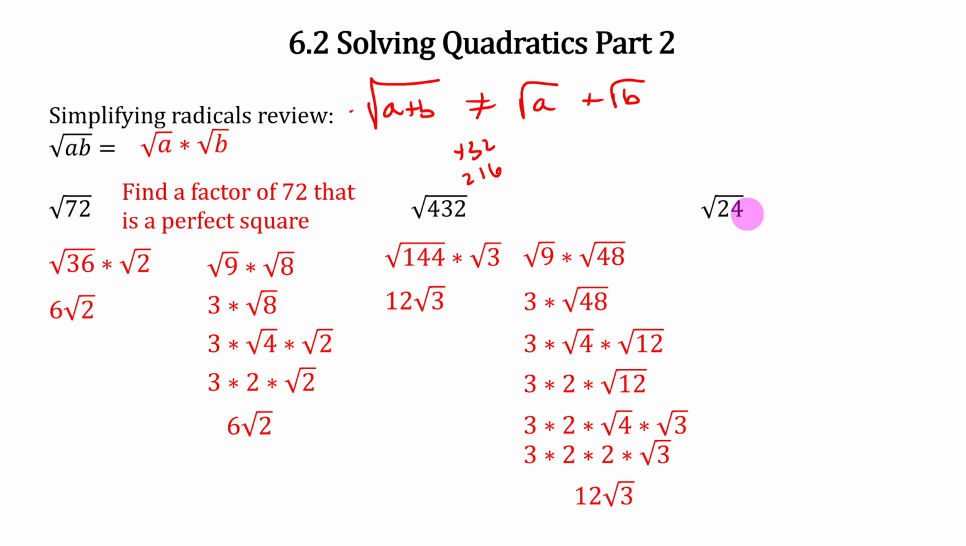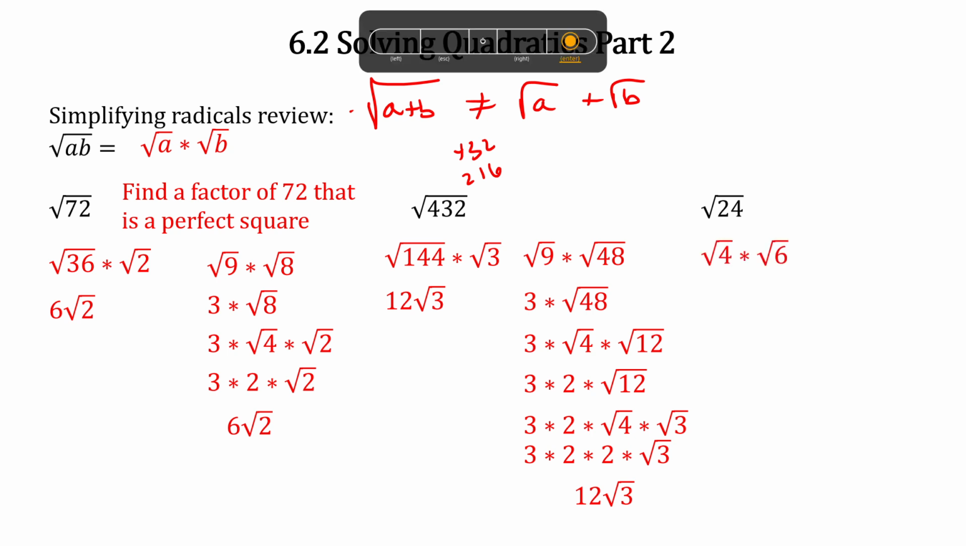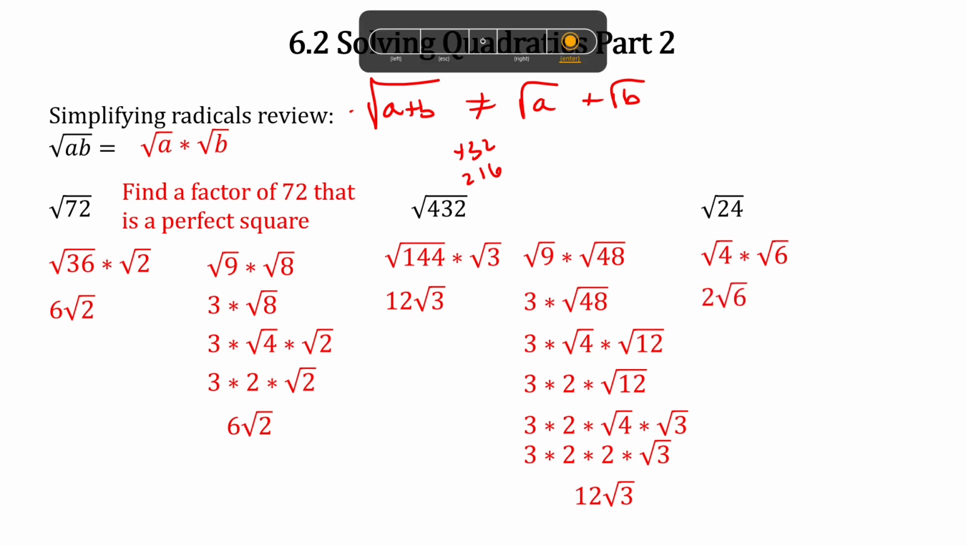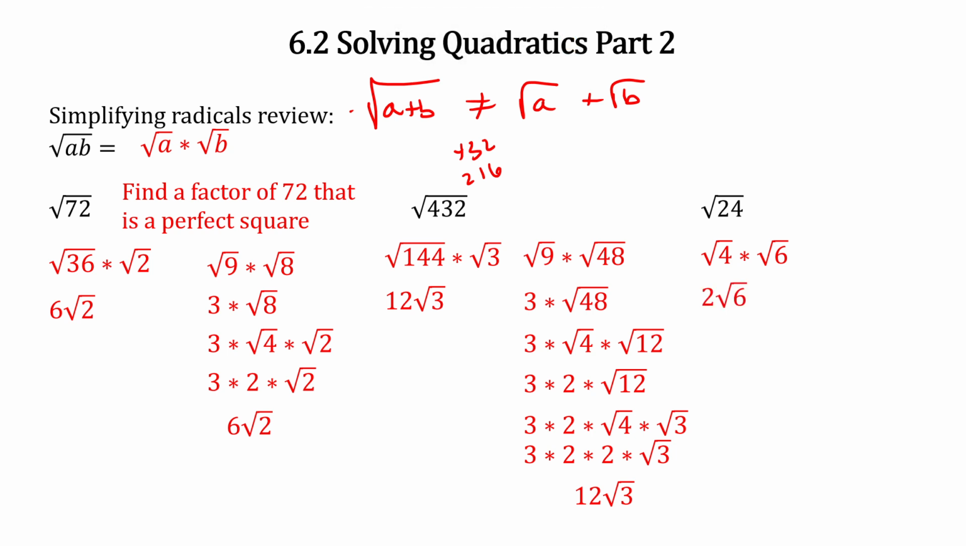24 is an easy one. I'm going to have you try that one. Work that one out real quick, pause it, and come back and check your answer. Okay, pretty simple. 24 is 4 times 6. The square root of 4 is 2. 6 is 3 times 2, and there is no perfect square in there, so that's it. 2 times the square root of 6.